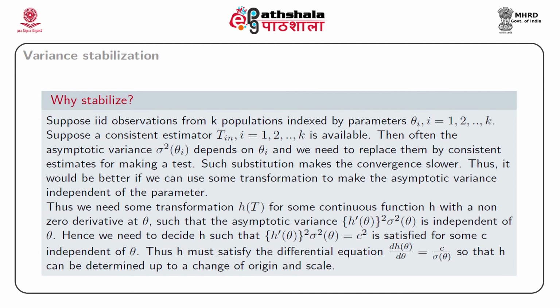Thus, this means we need some transformation h of t for some continuous function h with a non-zero derivative at theta, such that the asymptotic variance, which is already derived as the first derivative of h at theta whole square multiplied by sigma square theta, is independent of theta. Hence, we need to decide h in such a way that this asymptotic variance is a constant, that is, equal to c square for some c independent of theta. Thus, h must satisfy the differential equation that the first derivative of h at theta equals c divided by sigma theta, so that h can be determined up to a change of origin and scale.